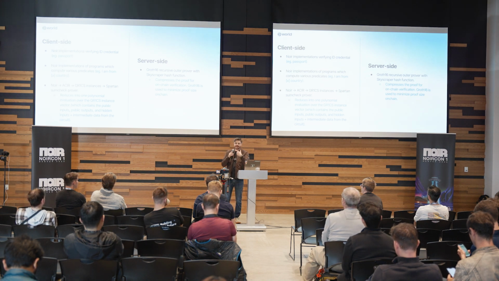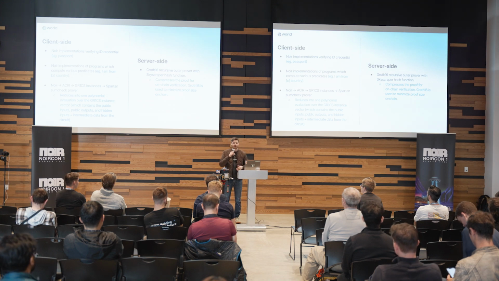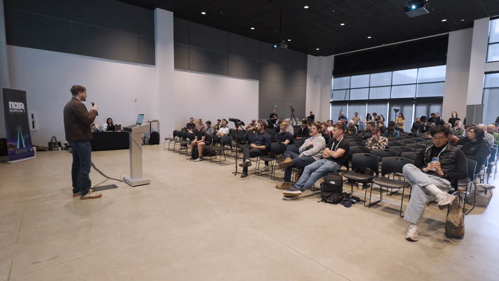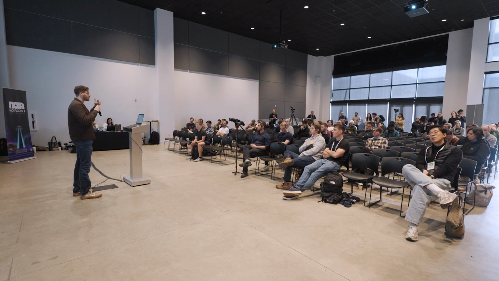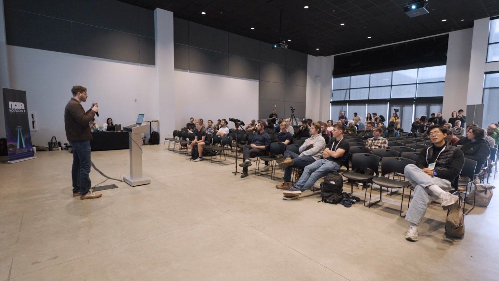And so then this set of proofs is sent to the server side, where we have a larger instance that can take all of the legwork and the compute and run this recursive Groth16 proof outer prover that uses a Skyscraper hash function that basically compresses everything and then gives you one clean Groth16 proof to put on chain. And the reason why we use Groth16 is to optimize for proof size. It's 8 field elements, which translates to 8 words on the EVM.